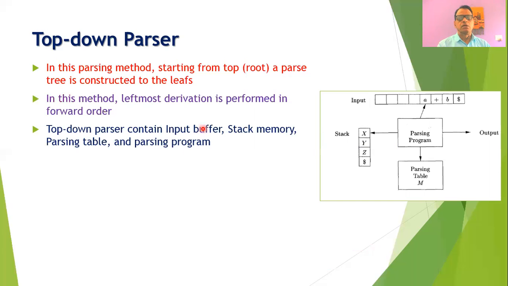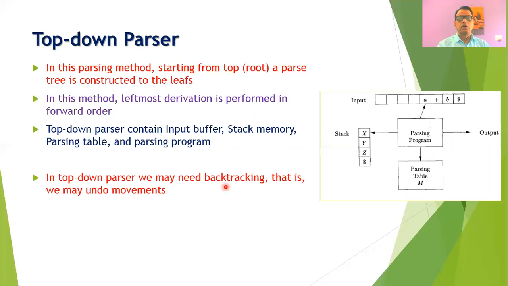The top-down parser, as I told you, consists of the input buffer. The input buffer is used to store the input sequence of characters or tokens. The stack memory is used to store the grammar symbols. And then there will be a parsing table. The parsing table will be consulted by the parsing program in order to perform any action. And then we will have an output in the form of an abstract syntax tree or parse tree.